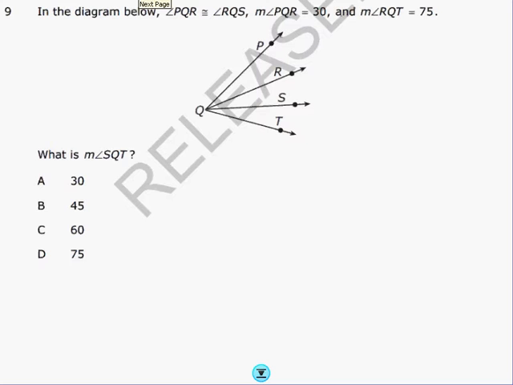Okay, PQR is congruent to RQS. PQR is equal to 30. And RQT, the bottom one here, is 75. So the big one here is 75. All right. Well, if this is congruent to that, then this one's 30. And if this is 30 and the whole thing is 75, well, this one has to be 75 minus 30, that leaves 45 degrees for SQT. Is that what they're asking about? Yes, they are. 45 degrees.